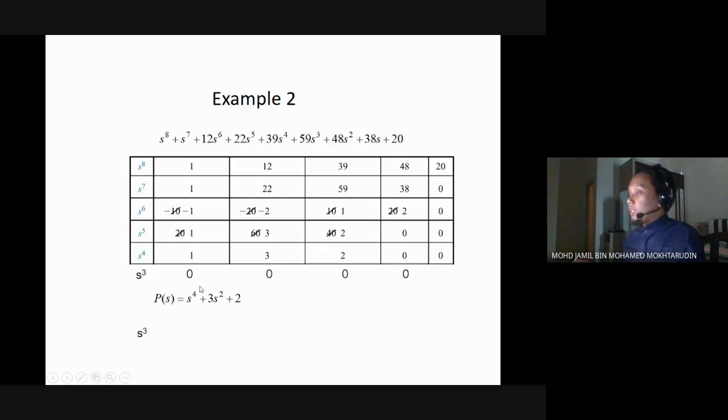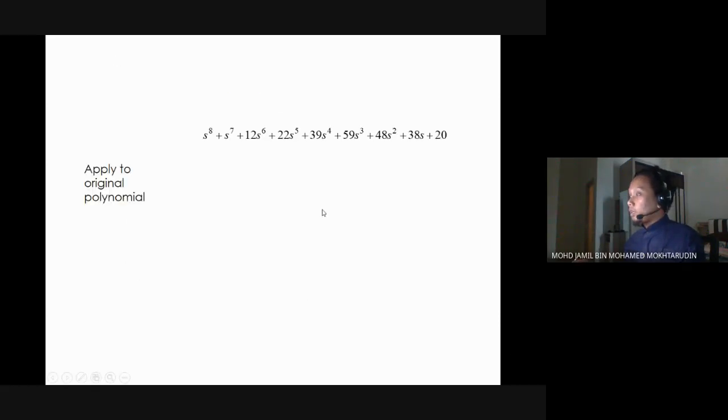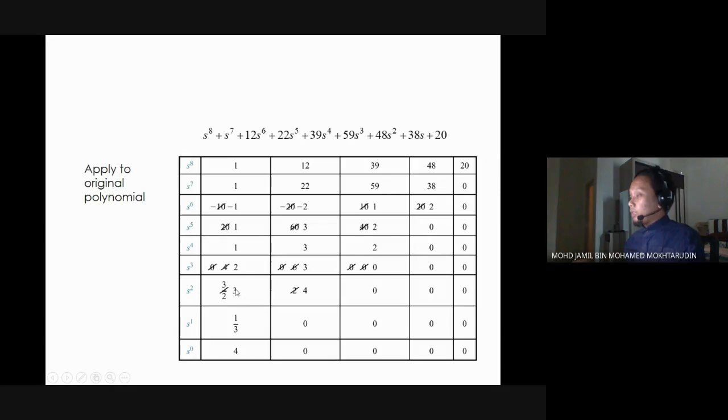And then you need to differentiate P(s). So you'll get 4s cubed plus 6s. And then you use these coefficients for your row S3 to replace the zeros. So it will become 4, 6, 0, and 0. And then you continue to calculate row S2 and row S1, row S0 as usual. Okay, so you get these values.